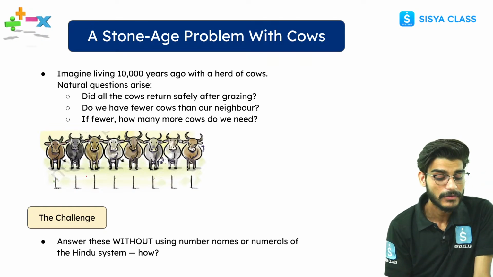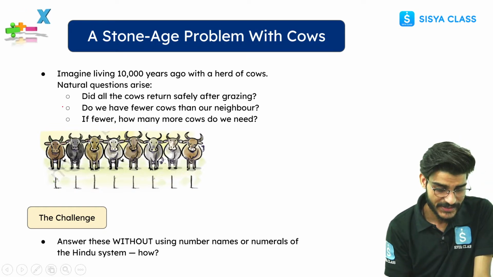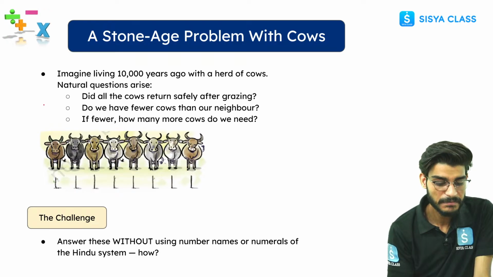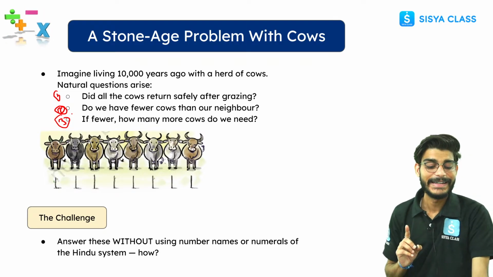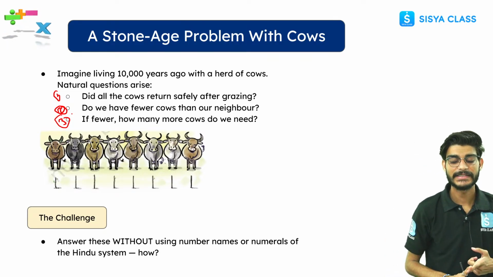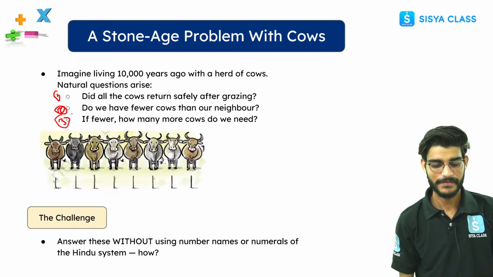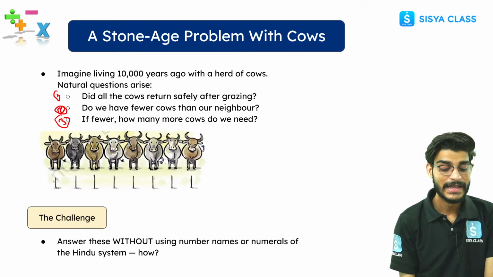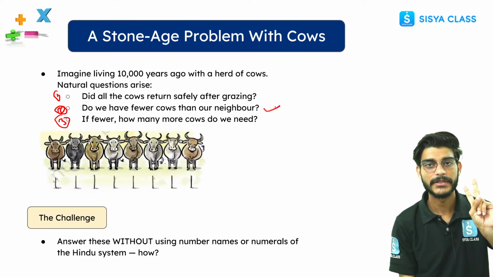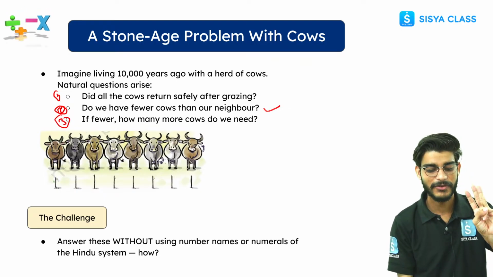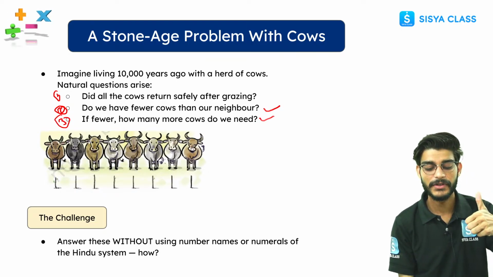So the question was, there were 3 questions. What are the 3 questions? First question was, did all the cows return safely after grazing or not? Second question was, do we have fewer cows than our neighbor? The third question was, if fewer, then how many more cows do we need?